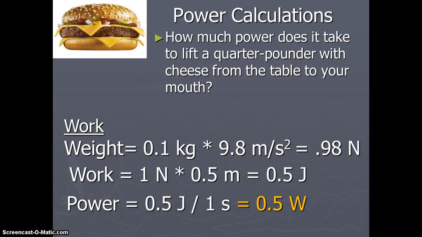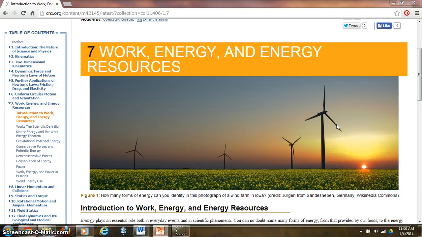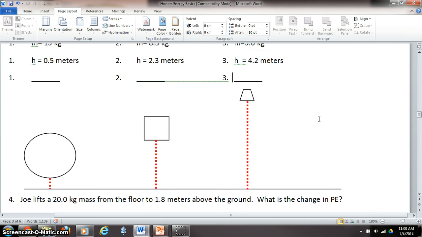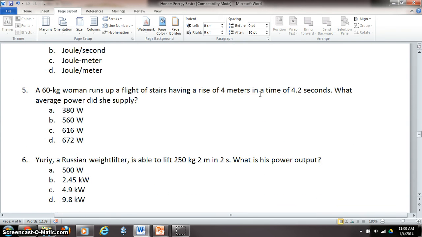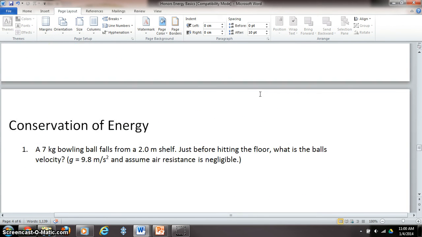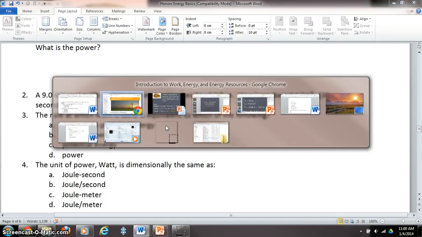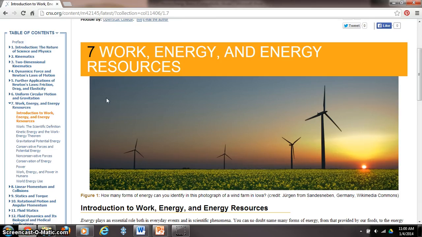And that's going to do it for this screencast. So at this point, you now have enough information to do most of this worksheet. You should be able to do through the power sheet. When you get to the conservation of energy, stop. And also use the online textbook as a resource. There is a tremendous amount of information listed within the online textbook. Well, enjoy your weekend. We'll see you on Monday.